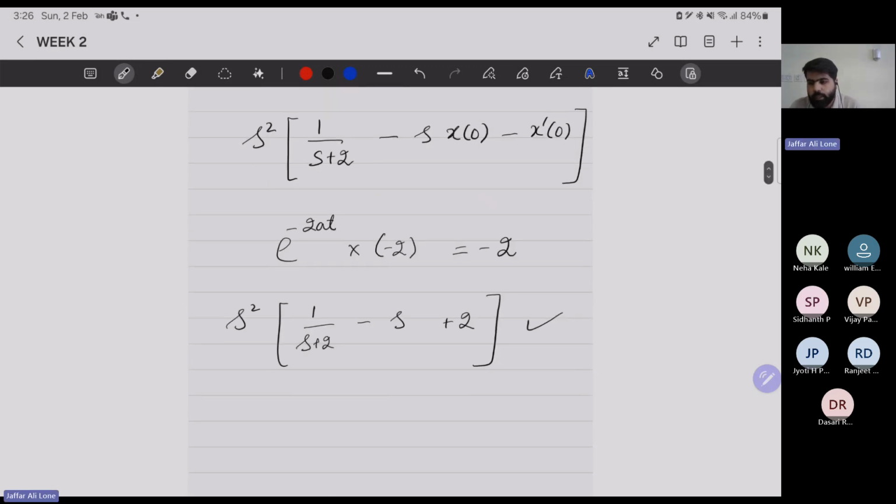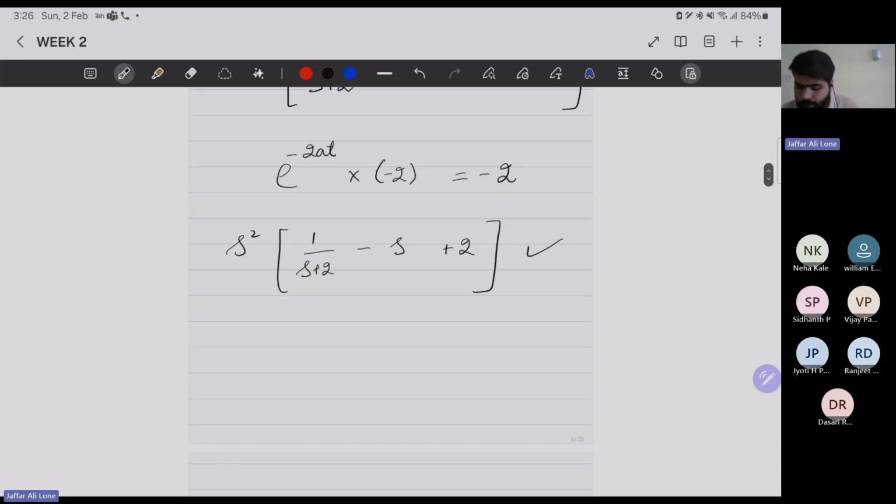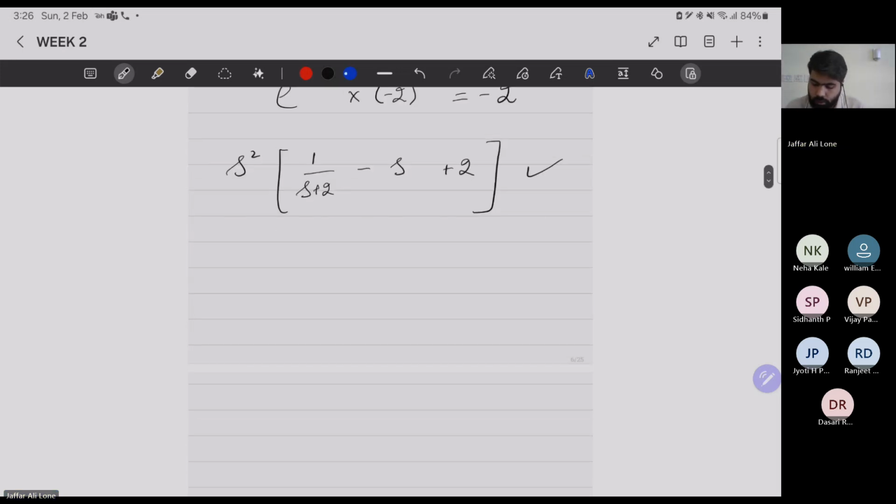When you find the inverse Laplace transform, there you will use this property as well, right? Similarly, if you have integration, the integral from 0 to t of x(tau) d tau, then the Laplace transform will be 1 by s into X(s).